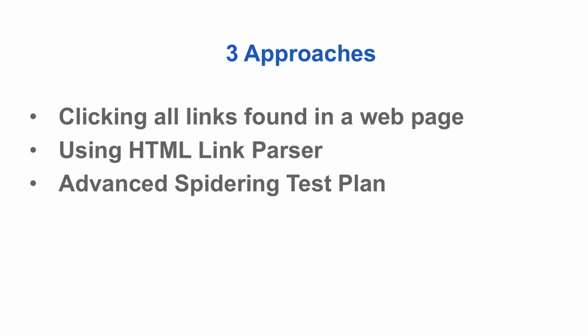So in today's tutorial, I'm going to cover the 3 most common approaches of simulating website crawling using JMeter. The first is clicking all the links found in the web page. The second is using the HTML Link Parser. And the third is creating, from a scripting perspective, an advanced spidering test plan.